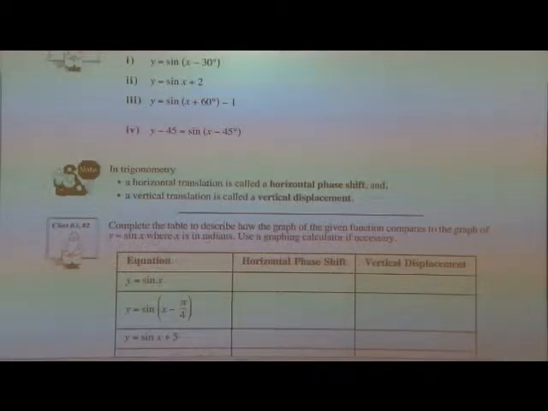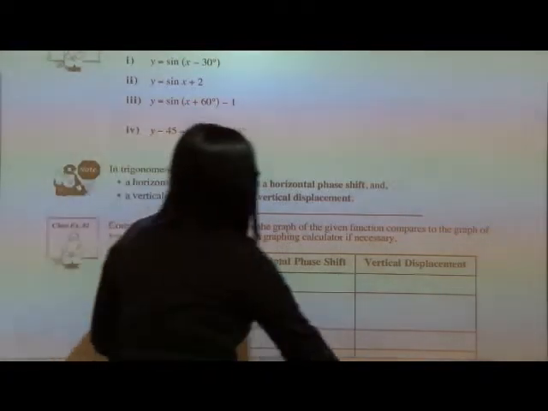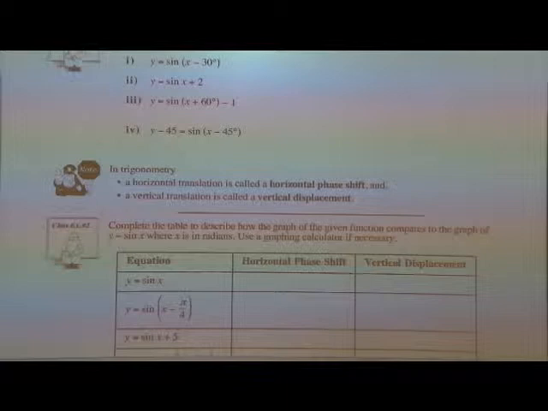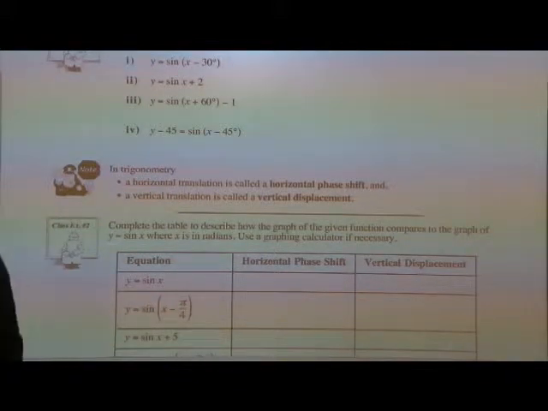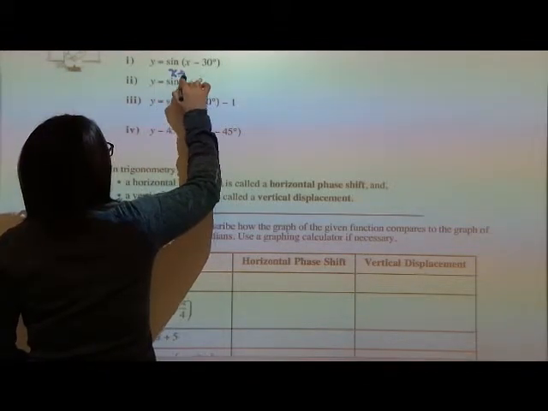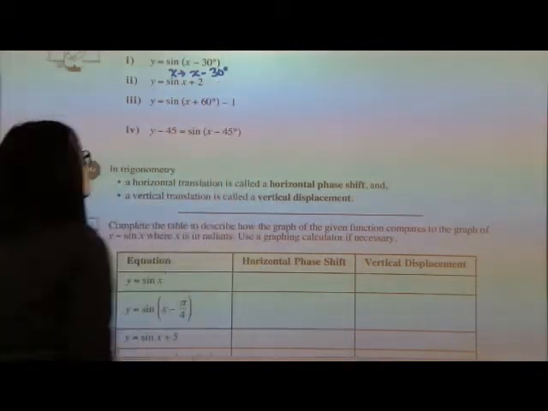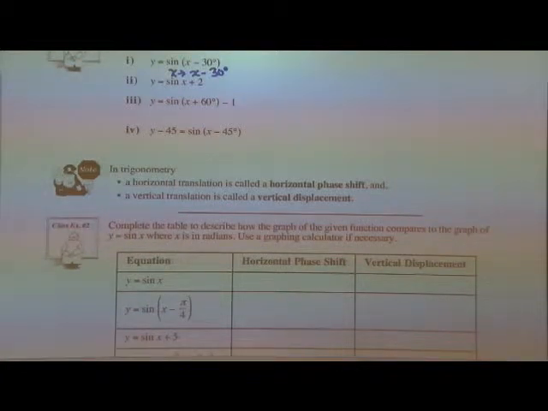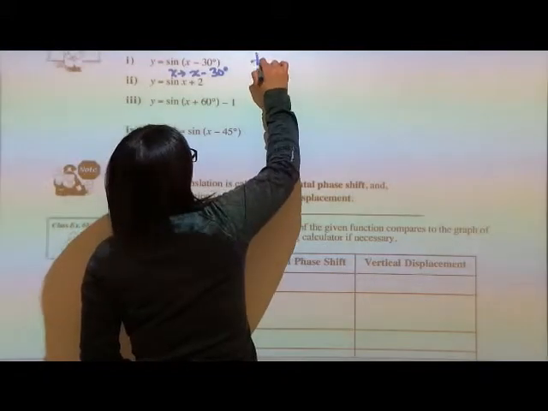So if we look at class example number 1, we're going to describe how the graph of the given function compares to the graph of y equals sine x, where x is a value in degrees. So if I look at the first one, y equals sine (x minus 30), what was my replacement? What replacement did I make on this function? X to x minus 30. So if I replace x with an x minus 30 degrees, what am I doing to the graph? Translate 30 to the right.